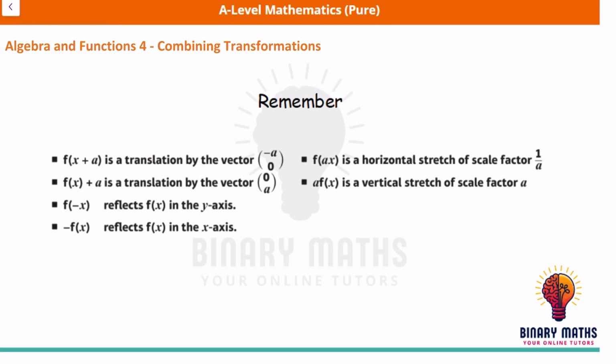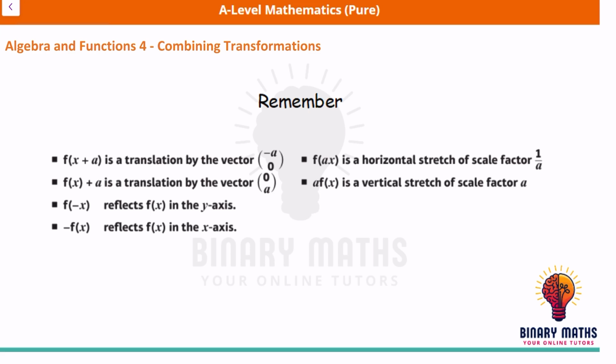This topic is about sketching combinations of transformations and labeling all key information such as asymptotes and intercepts with the axes. You need to be able to recall all different transformation notations. So for example, here you need to remember all these different types of transformation.